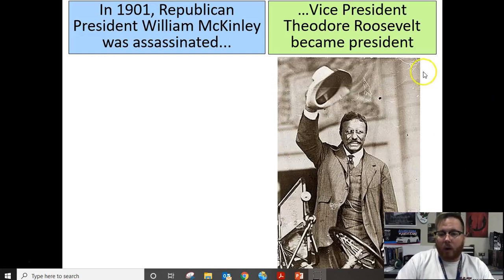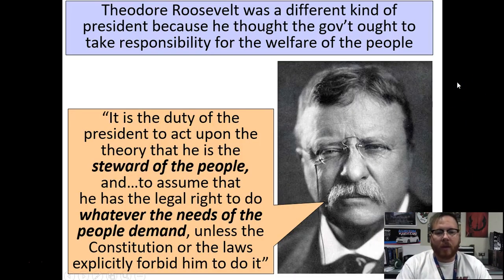So let's talk about why. Teddy Roosevelt was a different kind of president because he thought that the government ought to take responsibility for the welfare of the people. While that's something we assume the president does these days, that was a weird concept before Teddy Roosevelt. He was generally considered to be a man of the people and had the people in mind as the president.